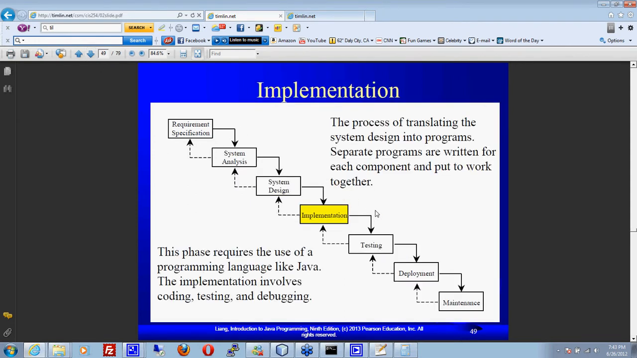Implementation. Process of translating the system design into programs. Separate programs are written for each component to work together. Yeah, so that's the functional versus the integration. This phase requires the use of a programming language like Java, like I said. The implementation involves coding, testing, and debugging.